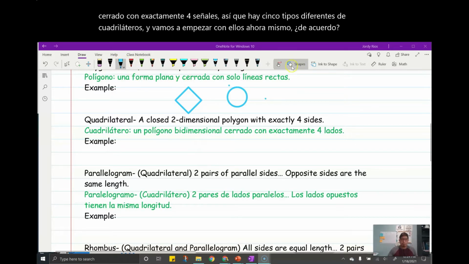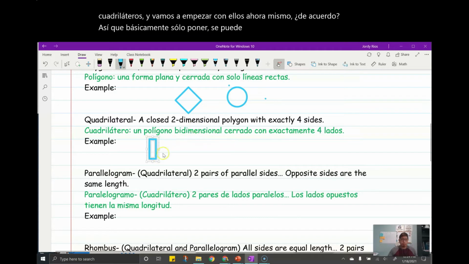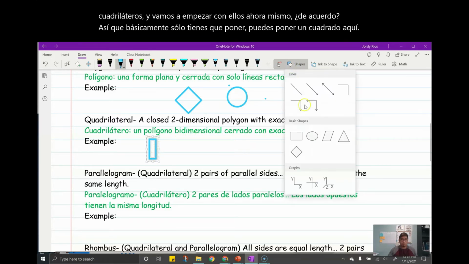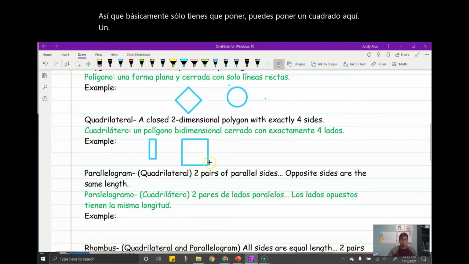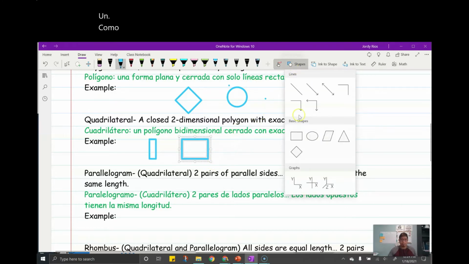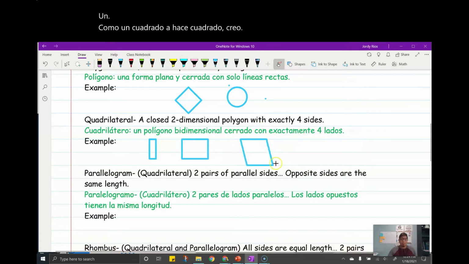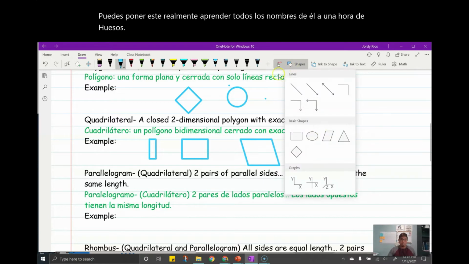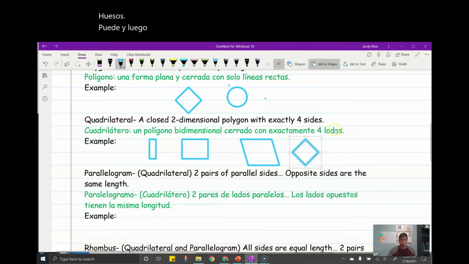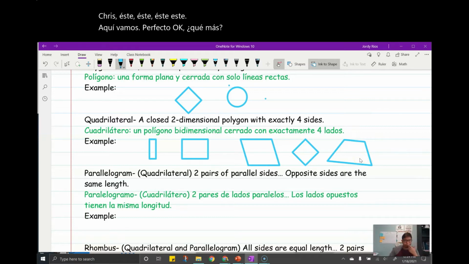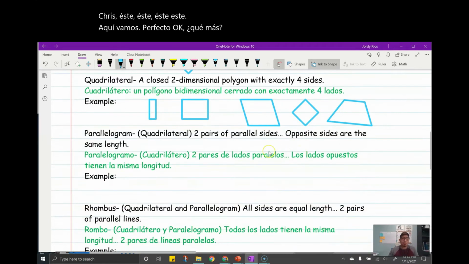So basically you can put a square in here, a rectangle, and this one. We're going to learn all the names of them. And then there's another one. There's this one, this one, this one, this one. There we go. Perfect. That's all of them. So let's go to one of the quadrilaterals.